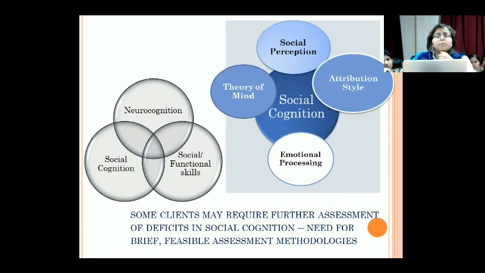So some clients may require further assessment, which will help us in getting a more detailed evaluation of them and thus planning a better intervention for them. So there is a need for brief, feasible assessment methodologies, which can be done in less time, and are more structured, which will help us in planning a better intervention for our clients.